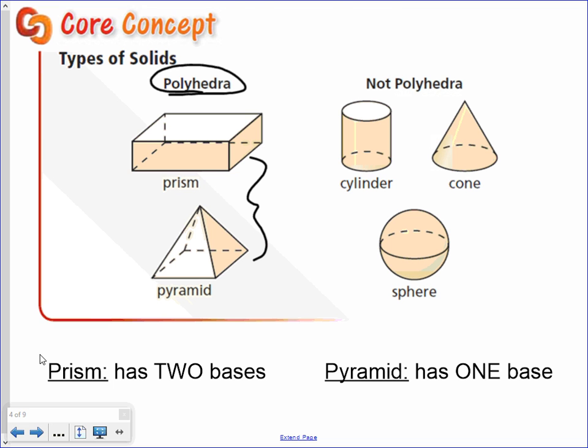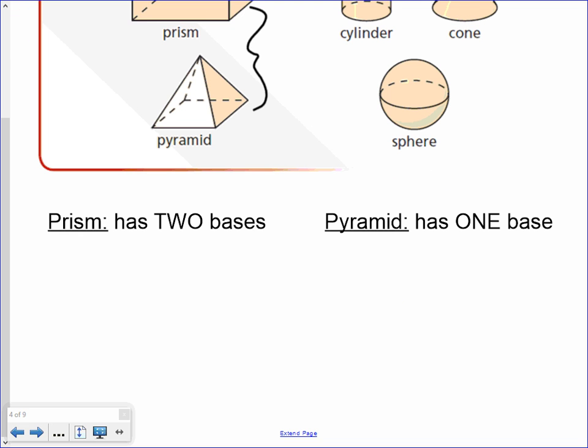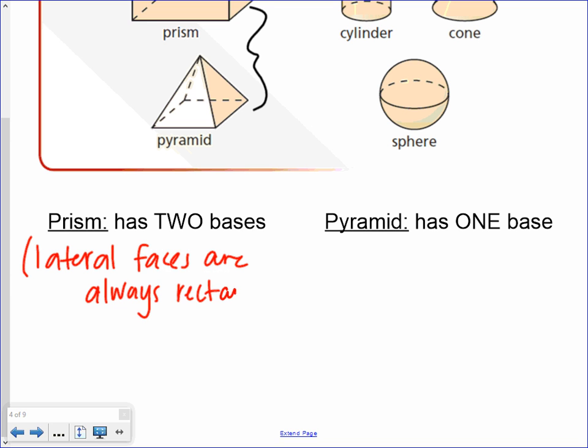Now, the difference between prisms and pyramids, prisms have 2 bases, pyramids have 1. And I'm going to add to that, for prisms, the lateral faces, meaning the ones that are not the bases, are always some kind of rectangle, possibly a square if it's a cube. And the lateral faces of a pyramid are always triangles.